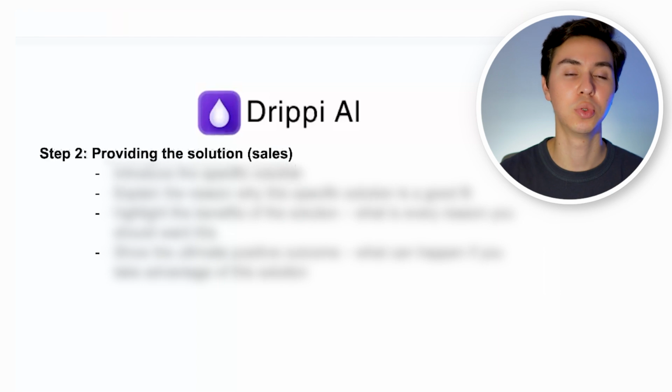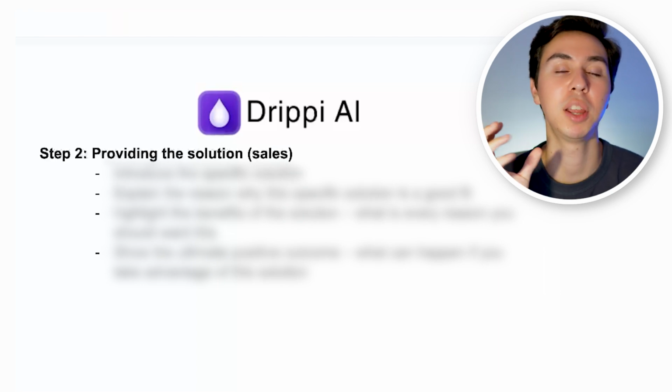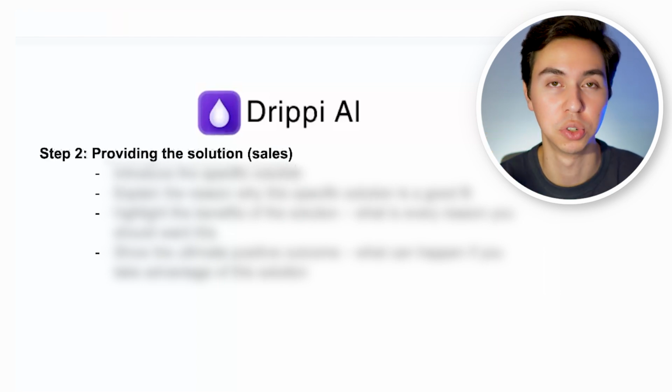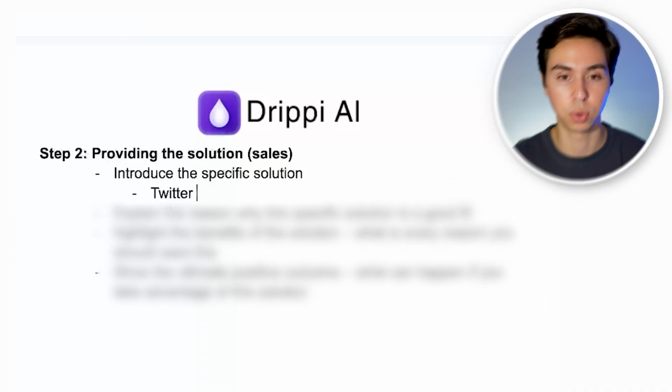And so step number 2 is going to be providing the solution and framing your service as the solution. This is where it starts getting into the sale and less about marketing. We're going to introduce a specific solution. In this case, it is Twitter outreach.